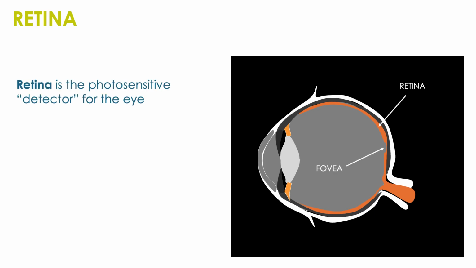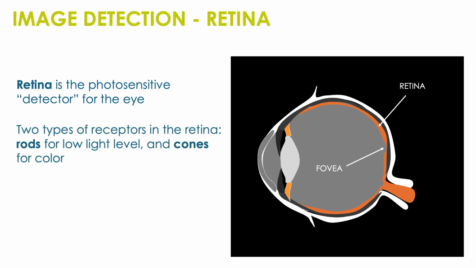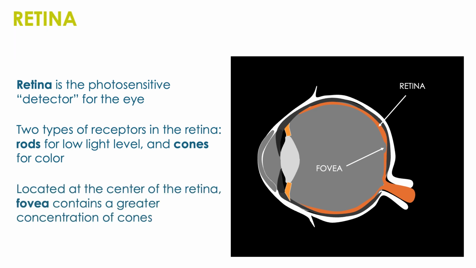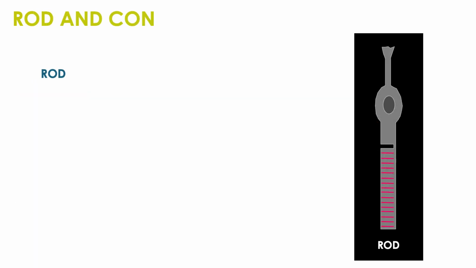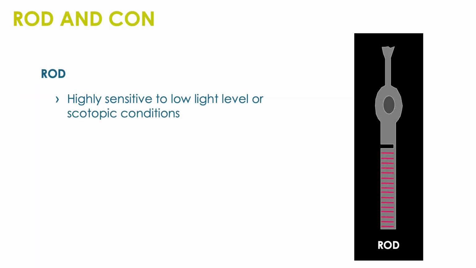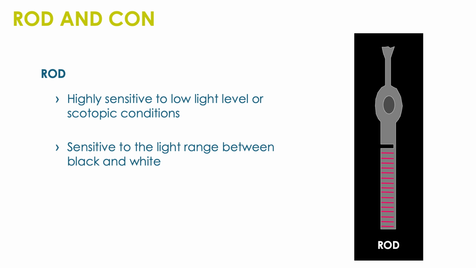The retina is the eye's photosensitive detector. It contains two main types of photoreceptors, which are the rods and the cones. The fovea contains a greater concentration of cones and is located at the center of the retina. Rods are specialized for low light conditions, making them crucial for night vision, but they do not perceive colors. They are only able to perceive the light frequencies in the range from black to white. They are distributed in the periphery of the retina.